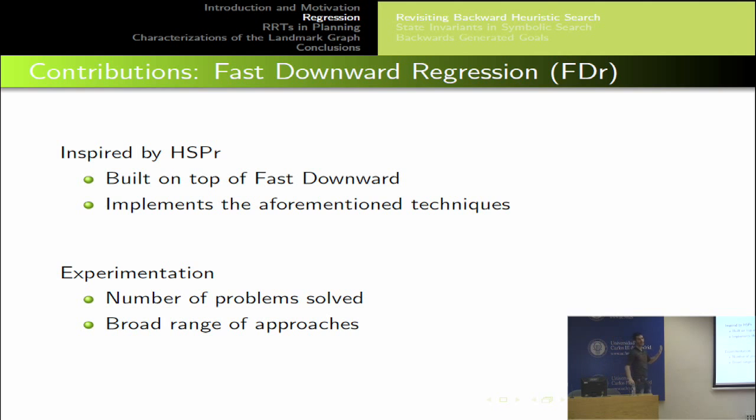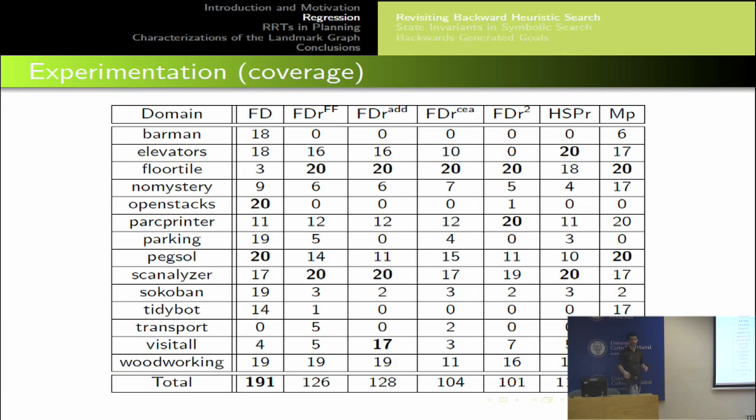The main thing that came out of this work was a new planner called Fast Downward Regression, FDR, that tries to behave better than HSPR, which is its predecessor, right? Built on top of Fast Downward. And in this case, in the experimentation, we are going to try to see where regression places, right? So, a small table here with the number of problems solved per domain.